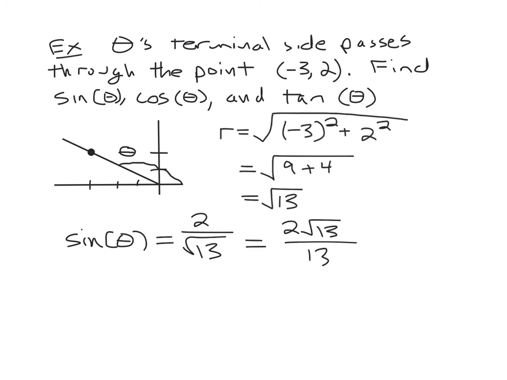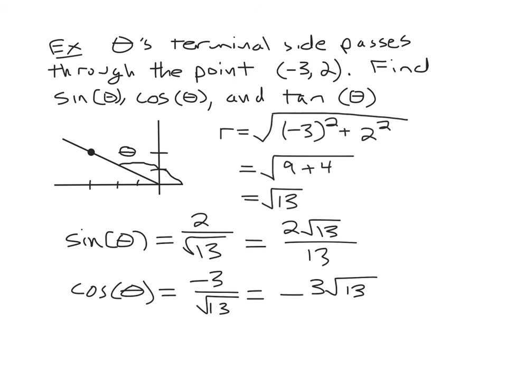All right, same with cosine and tangent. Cosine of theta is the x-coordinate over r, which is -3 over the square root of 13. Same deal, we would expect cosine to be negative in quadrant 2, and it just is, so that's -3 times root 13 over 13. And then tangent of theta is even simpler. It doesn't involve r at all. It's just the y-coordinate over the x-coordinate, which is -2/3.